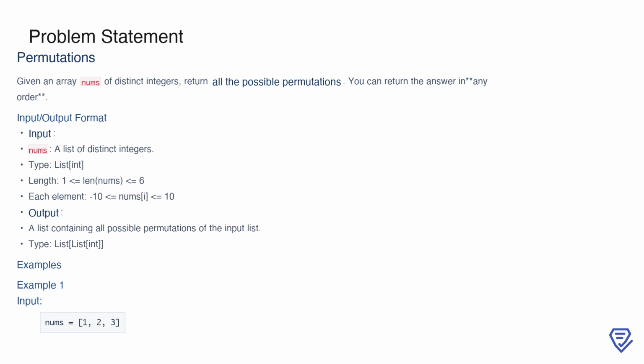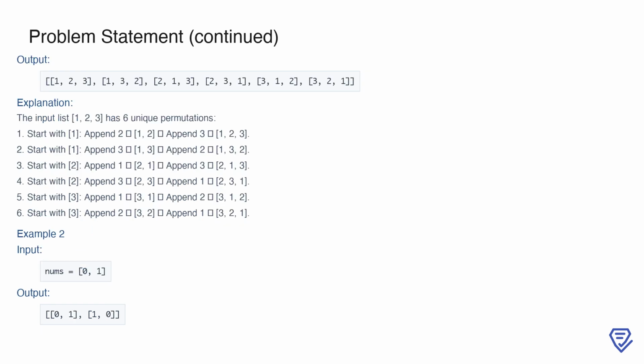If the input is nums equals [1, 2, 3], we'd need to generate all the different ways to arrange these three numbers. The output for the input nums equals [1, 2, 3] would be a list of 6 permutations: [1, 2, 3], [1, 3, 2], [2, 1, 3], [2, 3, 1], [3, 1, 2], [3, 2, 1].